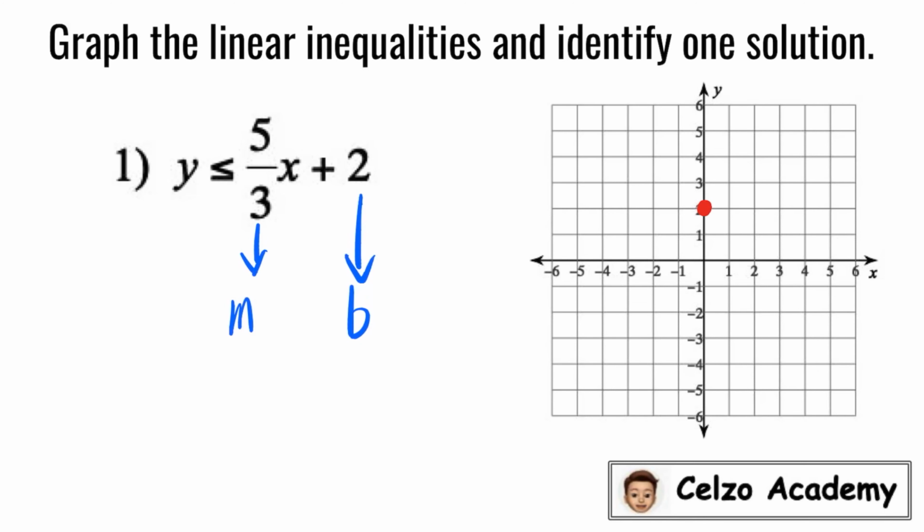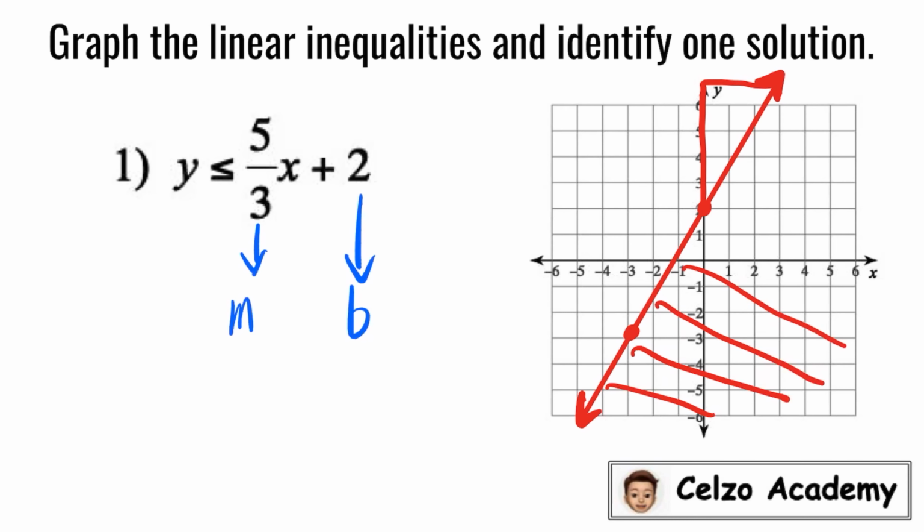From the 2, we can graph the slope 5/3, which means 5 up and 3 to the side. Or you can also go 5 down and 3 to the left. So now let's connect these 3 points to graph the line. Since the inequality is y is less than or equal to, this means that the solution set will be anything below this line. So we're shading the lower half of the graph.